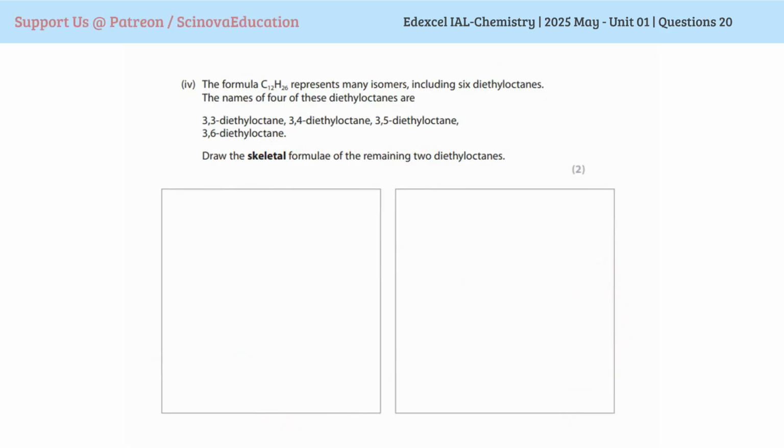The formula dodecane represents many isomers, including still 6 diethyl octanes. The names of 4 of these diethyl octanes are given. So, if you draw these structures, you can see that all the possible 3-ethyl compounds are taken. So, we have to switch to the 4-ethyl possibilities. So, 4 diethyl structure is one isomer, and the next isomer will be 4 and 5 diethyl octane.